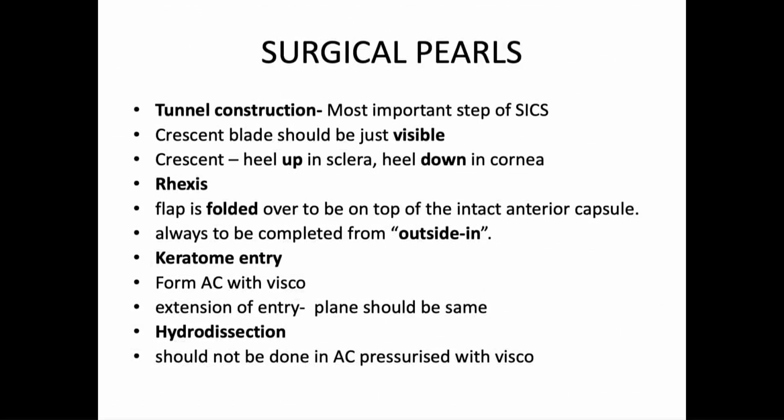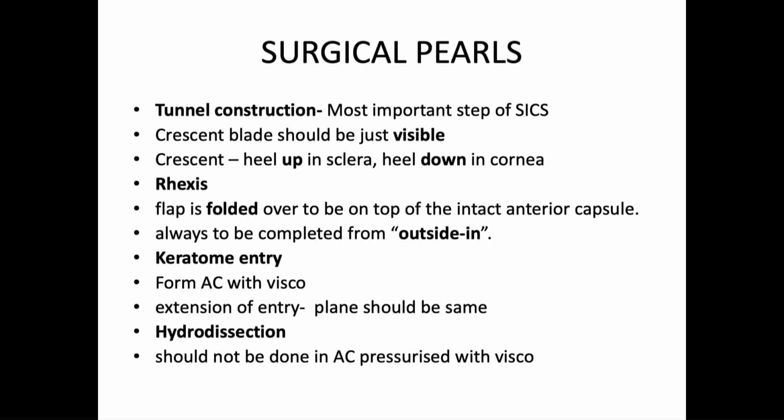Just mentioning a few surgical pearls in SICS. As I said, the tunnel construction is the most important step of SICS, and so the visibility of the crescent blade is very important. If it is too superficial, it will be very clearly visible, and this is how you assess the depth of the tunnel when you're making it. If it's too deep, it can lead to premature entry. And then how you hold the crescent: the heel should be up while you are in the sclera, and it should be down while you're entering the cornea.